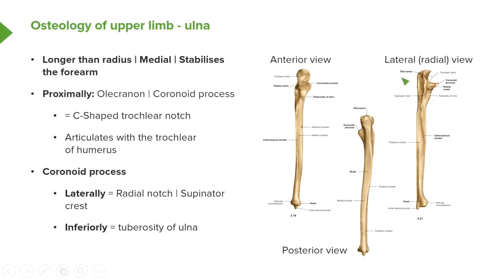So we've got the olecranon, which we can see. We've got this C-shaped trochlear notch, and we've got this coronoid process. The trochlear notch is going to articulate with the humerus. Okay? Specifically the trochlea of the humerus. So we've got this kind of barrel-shaped trochlea of the humerus, and that is going to allow articulation with the trochlear notch.